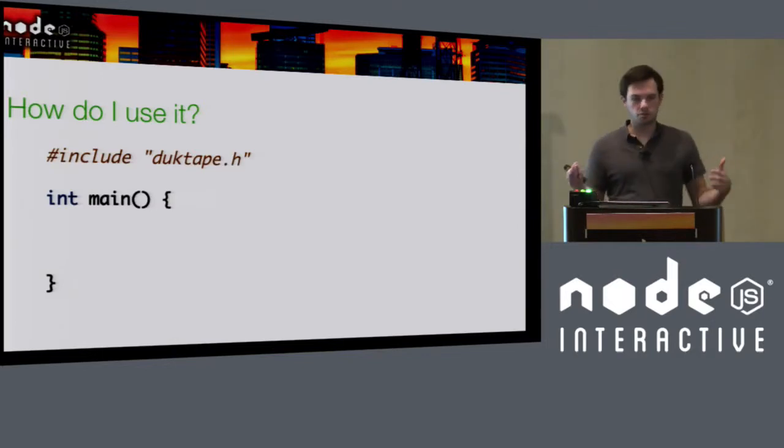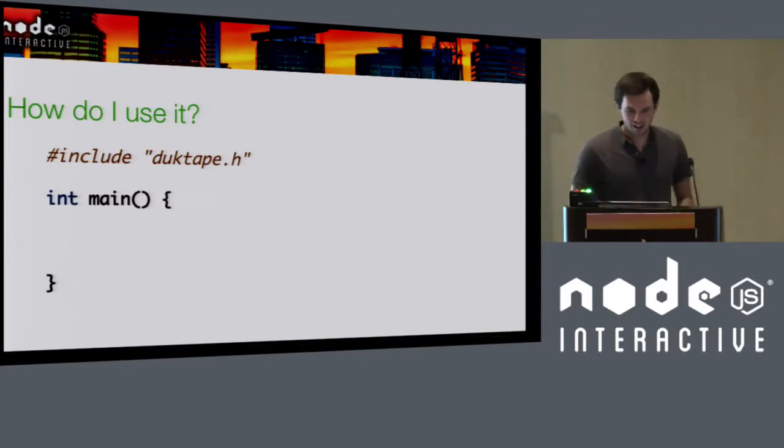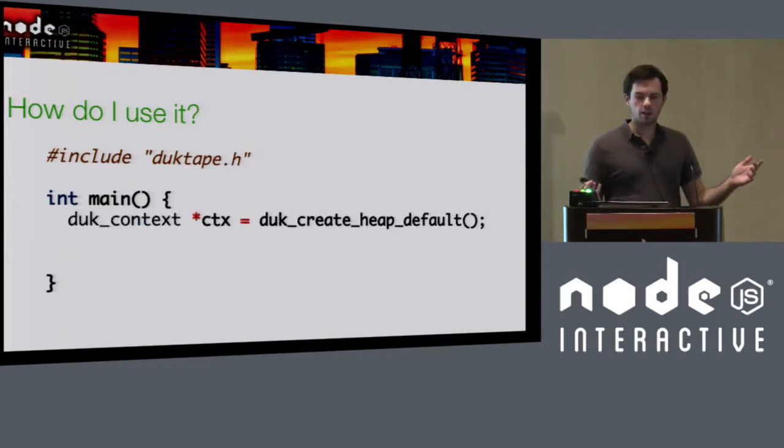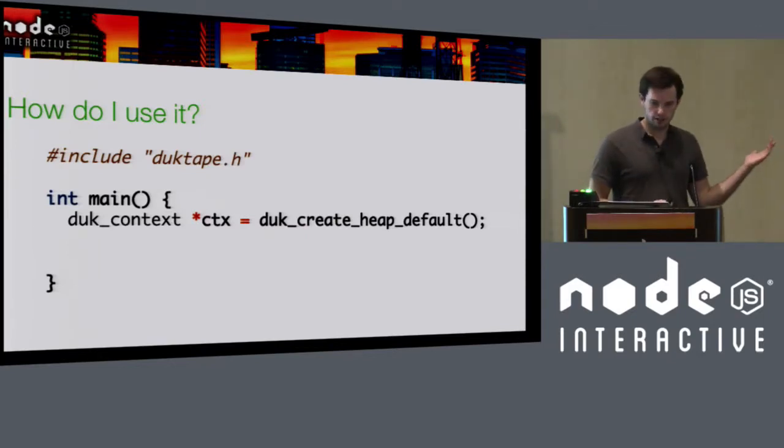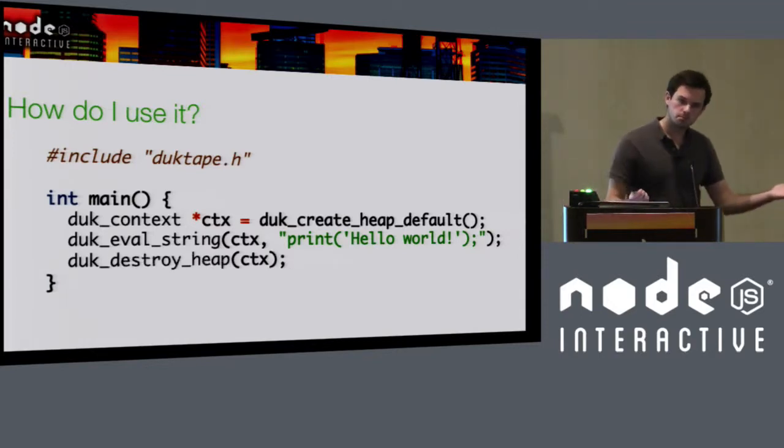So the way you use it is pretty straightforward. You include ducttape.h, you define a main like every C program that has ever been written, and you create a duk_context, a pointer to a duk_context. Then you use that context to evaluate some JavaScript, and you throw it away.